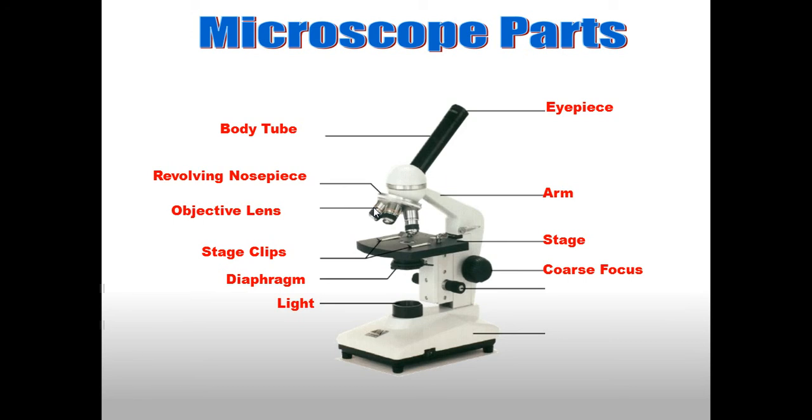There are two ways to focus, either the coarse focus, which you would do when you first start looking at the specimen. You would get it into focus, for the most part, and then once it's focused with the coarse focus knob, you would use the fine focus to get an even clearer picture of each part of what you're looking at. And last but not least, the base, which is what it sits on.